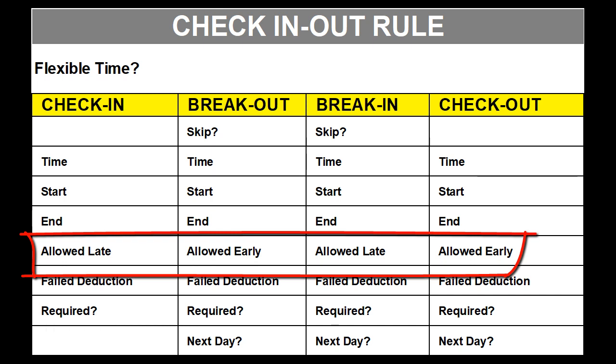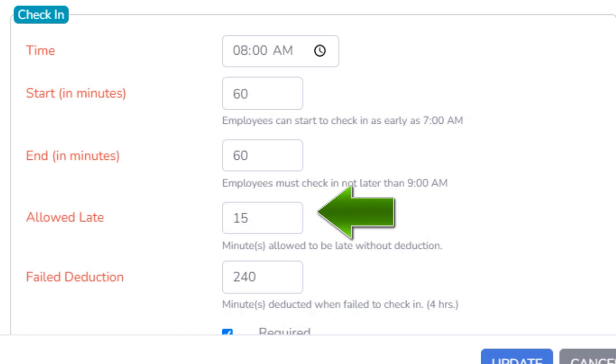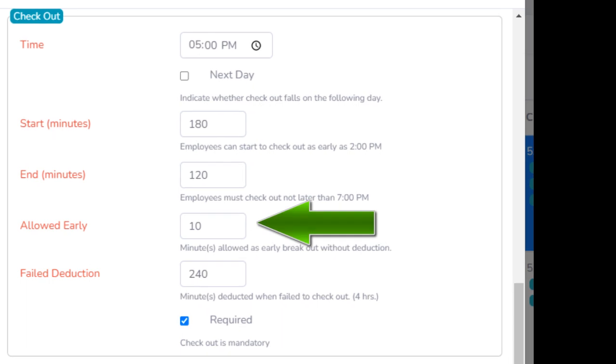Allowed late and allowed early. These refer to the number of minutes where employees are allowed to be late or leave earlier than the regulation time without being deducted. In this example check-in, employees are allowed to be late by up to 15 minutes after 8 a.m. without being deducted. Likewise at checkout, employees are allowed to check out up to 10 minutes early without being deducted.